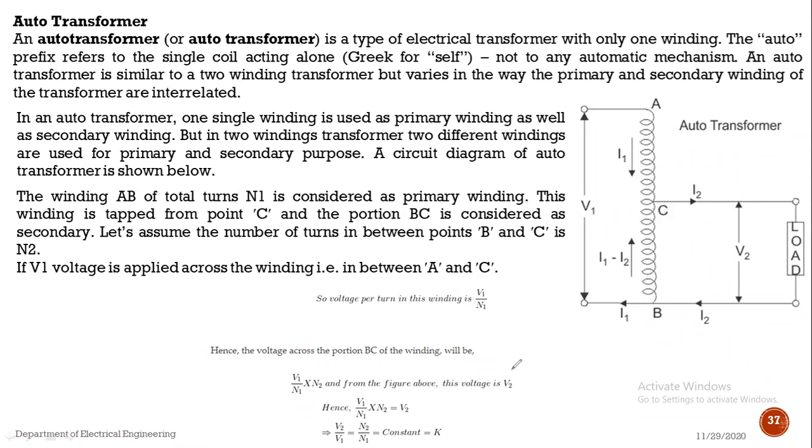Now the circuit diagram for the autotransformer is shown here. Only one winding acts as the primary, and some part of that winding acts as the secondary. According to this diagram, whether it is a step up transformer or a step down transformer, we will discuss.